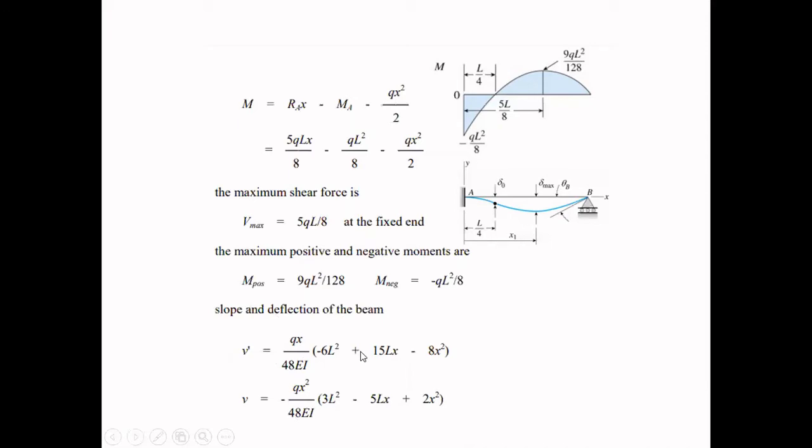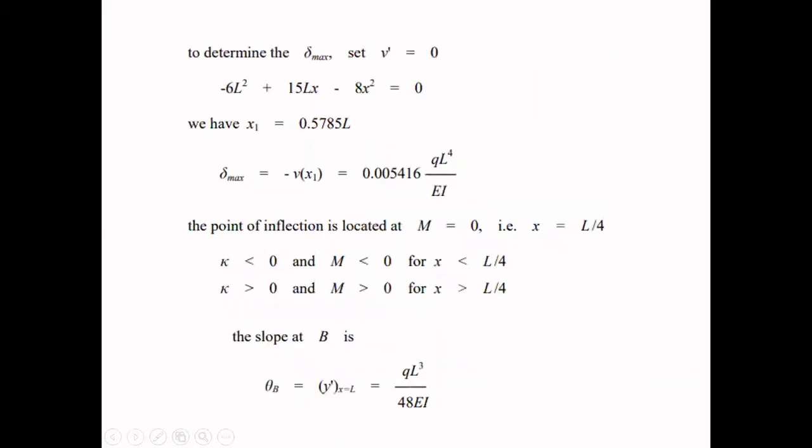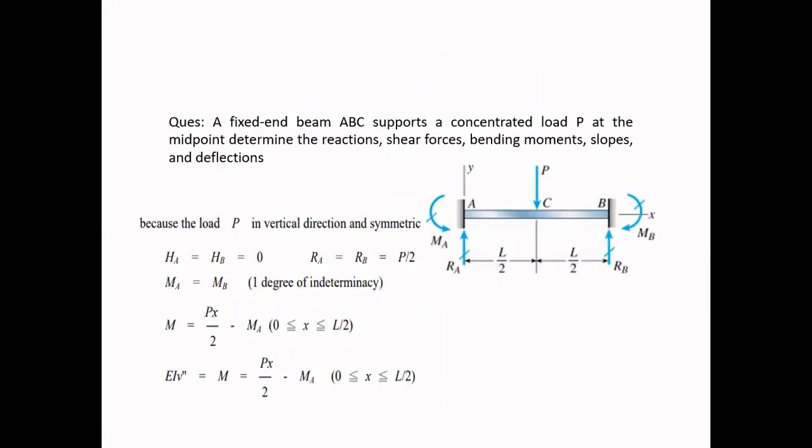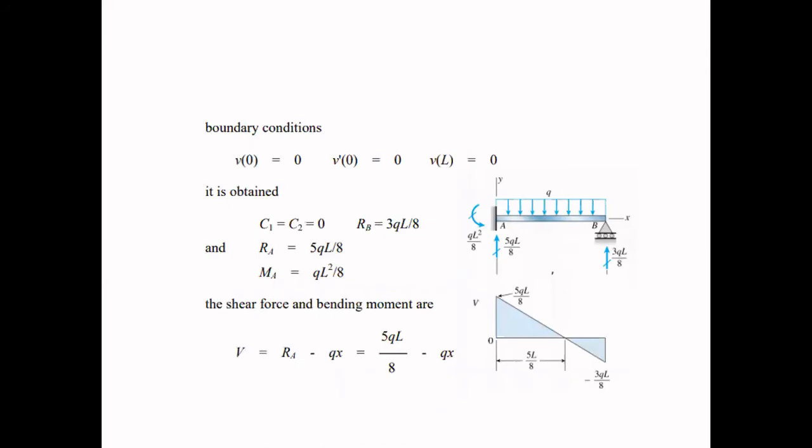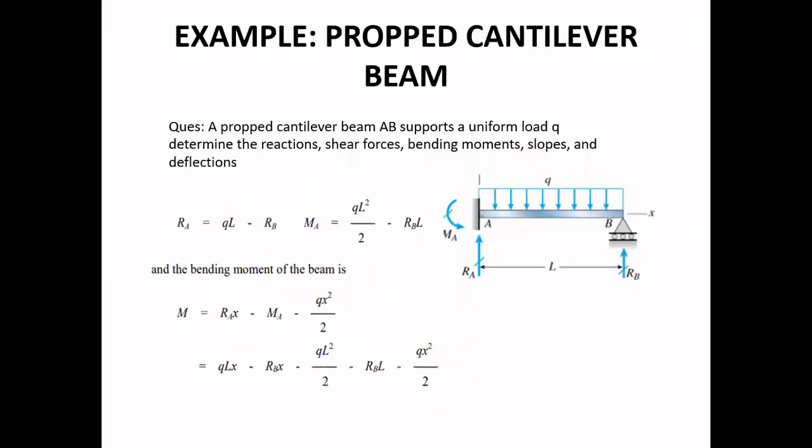So in this way, we can simply calculate all the reactions, shear forces, bending moments, and the unknowns. In this case, we were concerned with the reactions, and we have calculated RA, RB. We were concerned with the shear force and bending moment, and we have calculated them. We were concerned with the slope and deflection, and we have calculated them. So in this way, we can do the analysis of a propped cantilever beam. Whatever parameters we are asked for, we can easily calculate using this method.